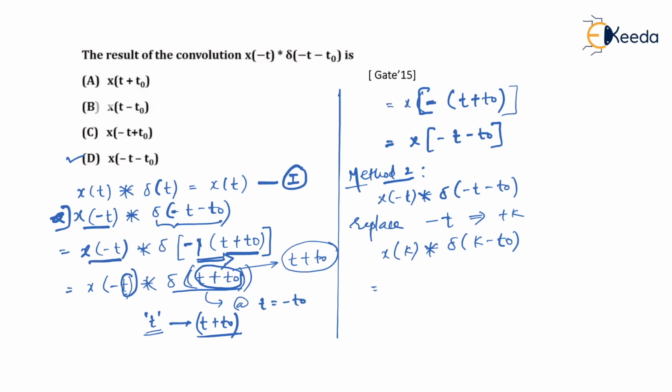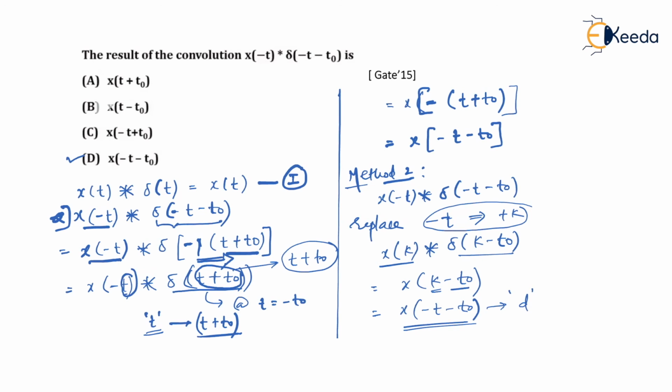Very simple now. This is the del function present at t equal to positive t naught, or I can write x of k into del of k minus t naught as x of k minus t naught. But we know that the value of k was minus t. Replace k with minus t, and what we had here? Minus t. And see, it is option D. So option D is the correct option. I'm sure you must be comfortable with method 2. Whatever method you are doing, you should be comfortable with.